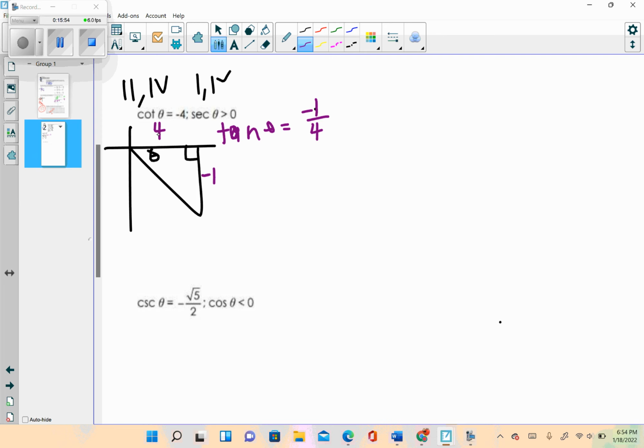Now you're going to use Pythagorean theorem. 4 squared is 16. 1 squared is 1. So that's a square root of 17. Okay? Now, the sine. Opposite over hypotenuse. So negative 1 over square root of 17. Rationalize that denominator. So negative radical 17 over 17.